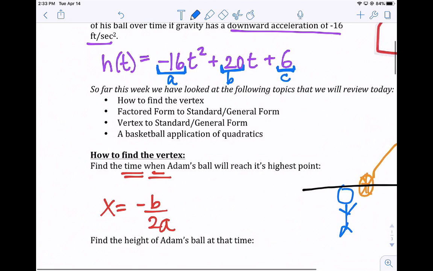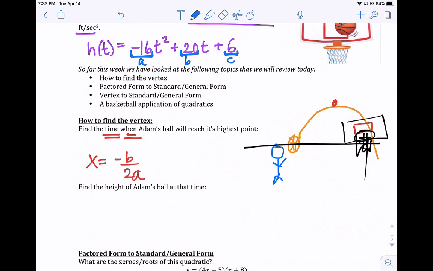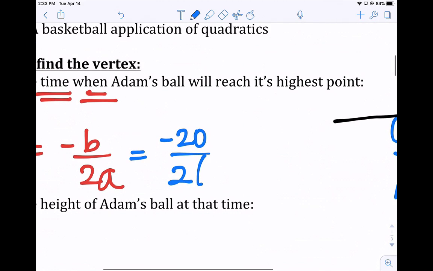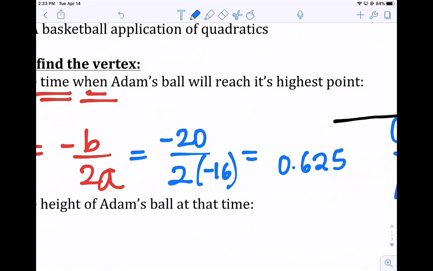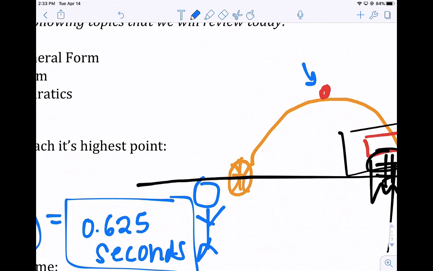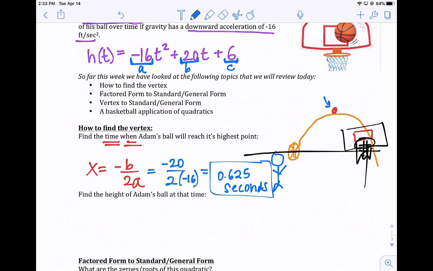All right, so let's plug into b and a to find the time when Atom's ball reaches its highest point. So we have opposite b, so opposite 20 is negative 20, over 2 times a, 2 times negative 16. If we multiply that out, that's negative 20 over negative 32. I'll do that in my calculator here, and we get 0.625 seconds. So after 0.625 seconds, a little over half a second, that ball will reach its maximum height. That's the time, the x value.